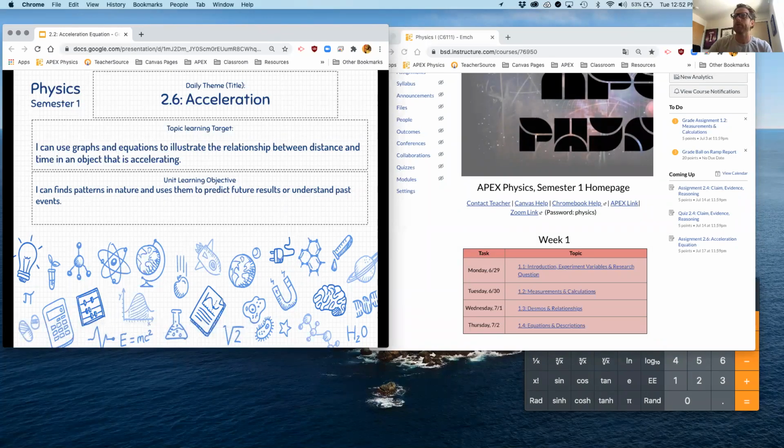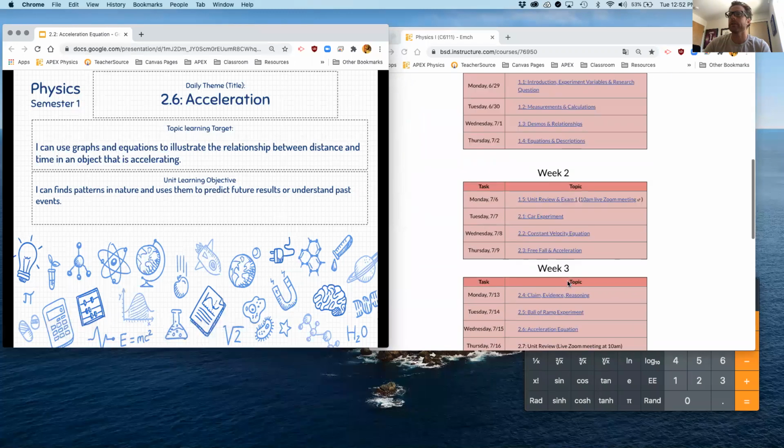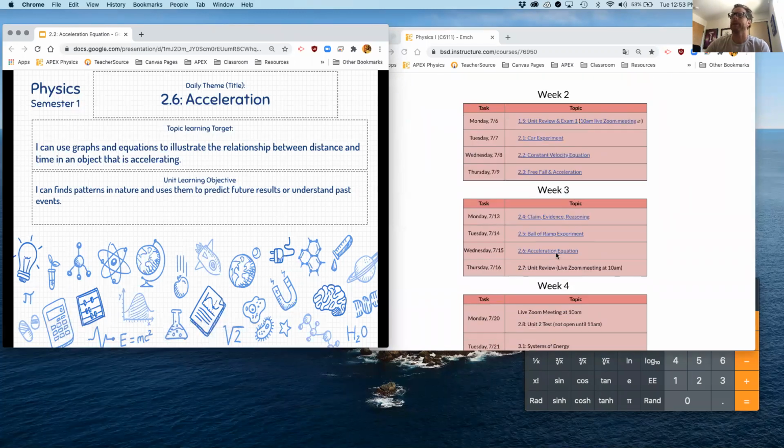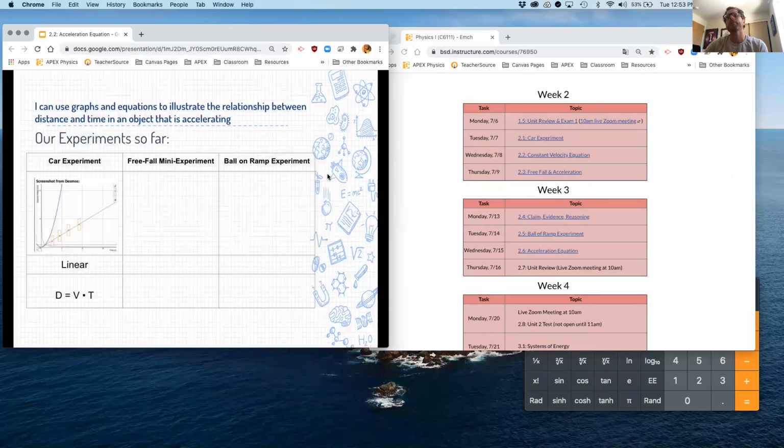Hello, everybody. Today we're going to be talking about acceleration. This is this one right here, the acceleration equation. And before we get into that, I want to talk about the experiments that we've done so far.